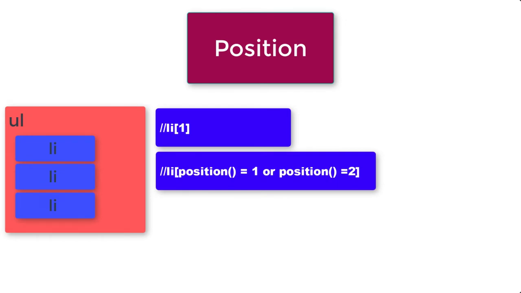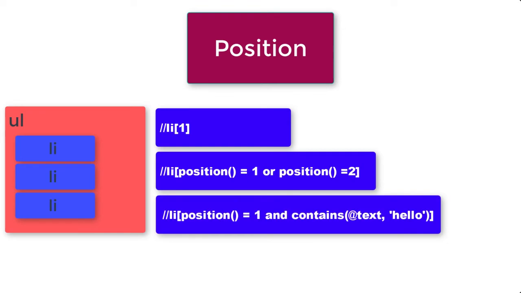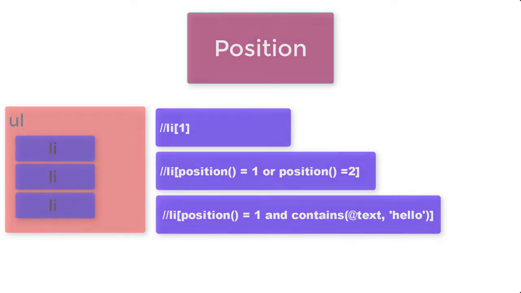And in contrast to the OR logical operator, we have the AND operator. For example, if you want to select only the first list item, and this first list item should contain the text hello, we would write position equals 1 and contains text hello. So if one of these two conditions fails, the XPath expression won't return anything.